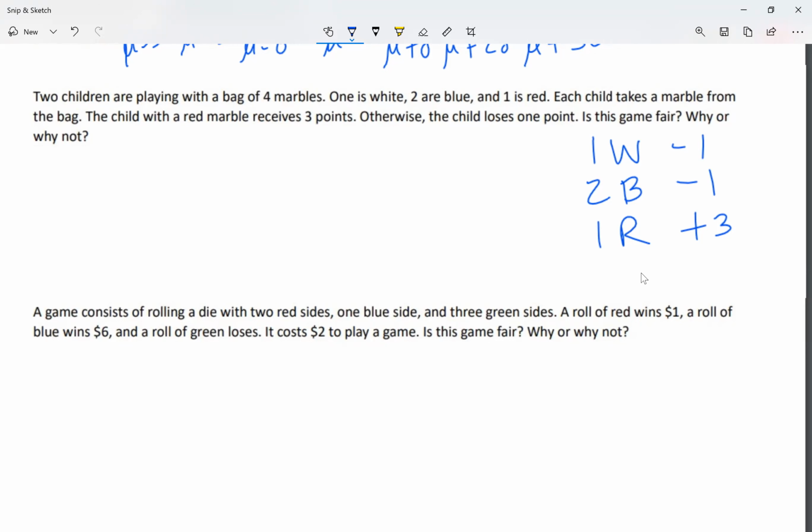Okay, so let's take a look. What's the probability of getting a white? 1 out of 4, right? So I'm going to say the probability of getting a white is 0.25. However, I'm going to multiply this by -1.